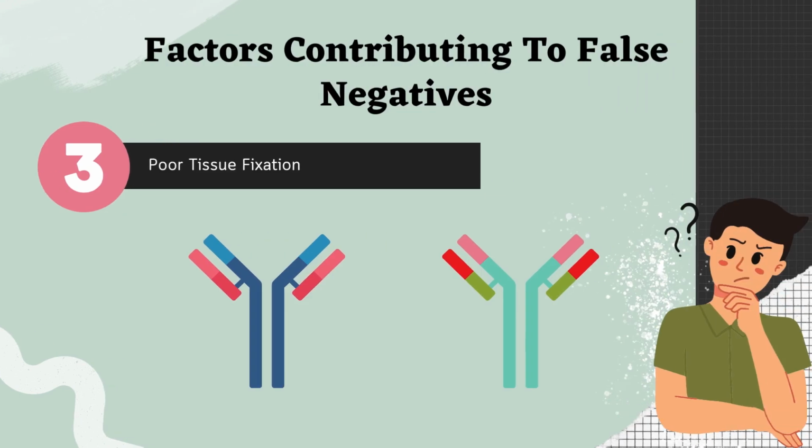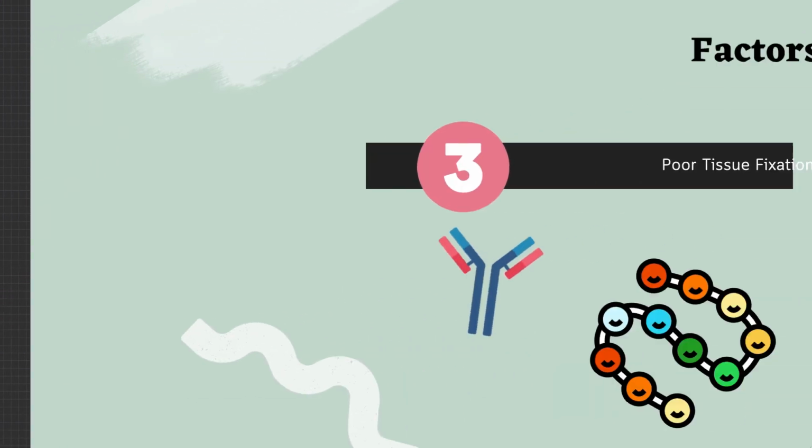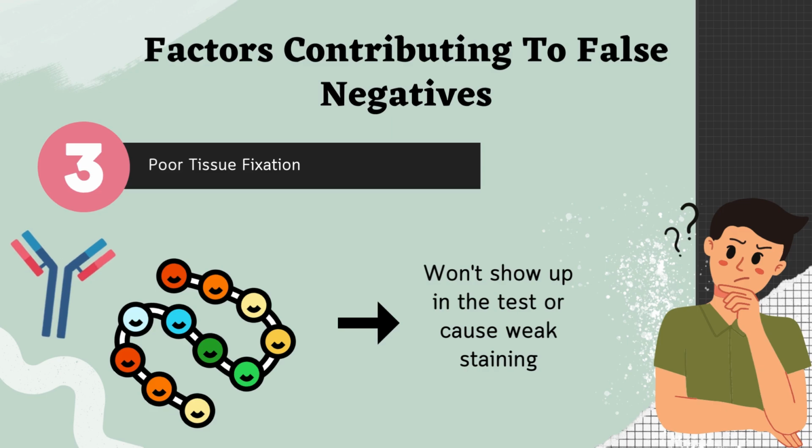Also, picking the wrong antibodies can lead to false negative results in immunohistochemistry. Antibodies have different levels of specificity and how well they stick to a target protein. If an antibody can't effectively recognize the target protein, it won't show up in the test or cause weak staining, causing a false negative result.